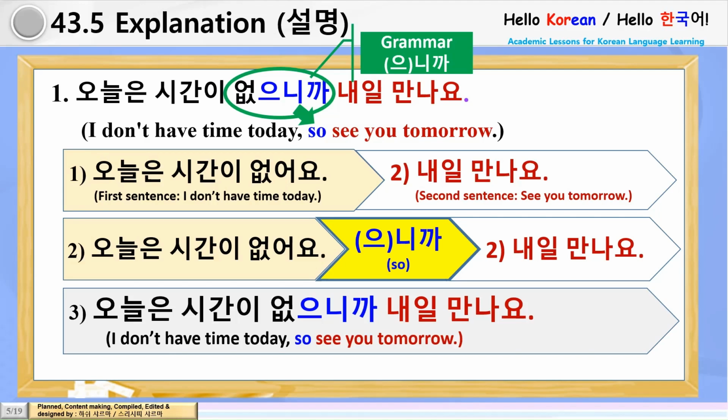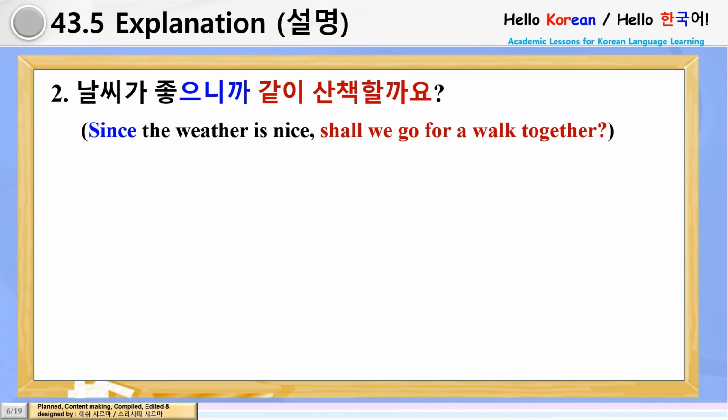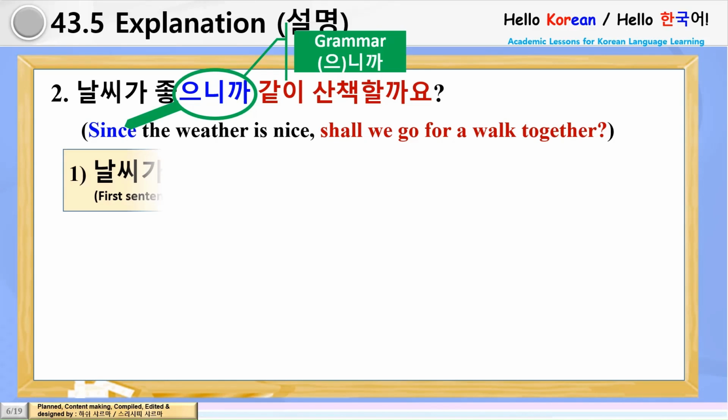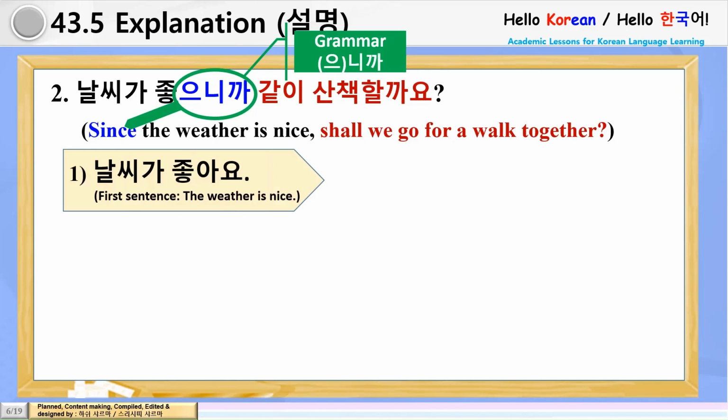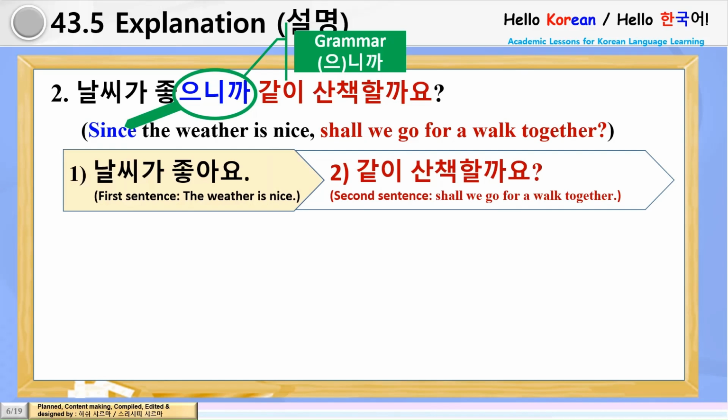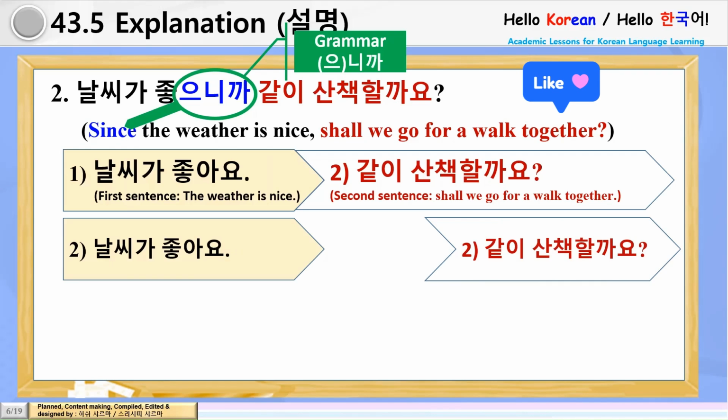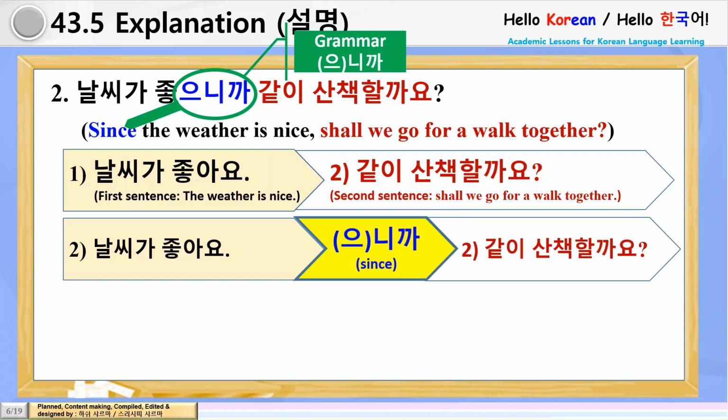In the same way, see one more example. Number 2. 날씨가 좋으니까 같이 산책할까요? Since the weather is nice, shall we go for a walk together? Find out where is the -(으)니까 grammar. That is here. And what similar English meaning is coming? Since. And this sentence also has two separate sentences which are connected with -(으)니까. How? See the first line. 날씨가 좋아요. This is the first sentence. Second is 같이 산책할까요? Now divide them into two parts and add -(으)니까 in between like this.